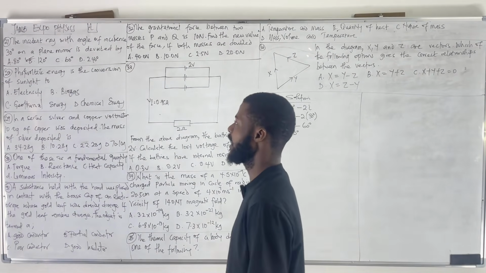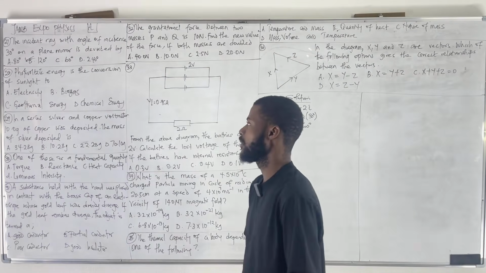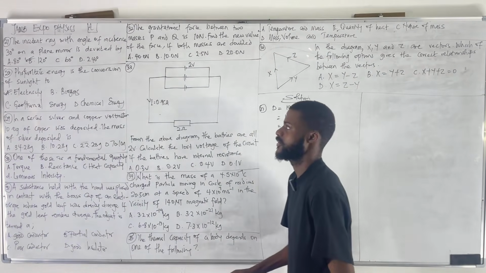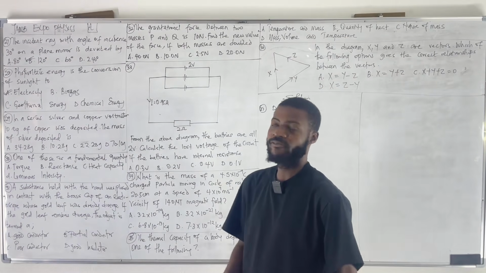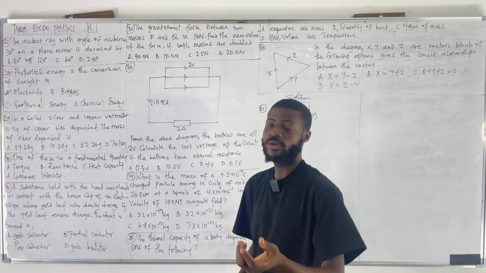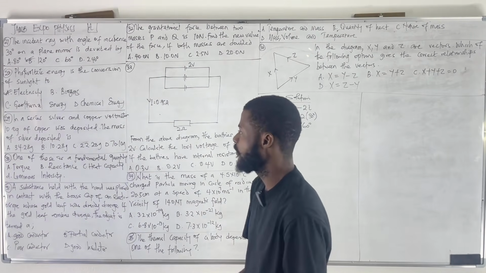Next, photovoltaic energy is the conversion of sunlight to electricity. No, don't waste time. That one I heard the answer, because to start with, photovoltaic, photo means light, so that's solar panels. So that's saying your solar panel converts sun to electricity. That's it. Let's just move on.